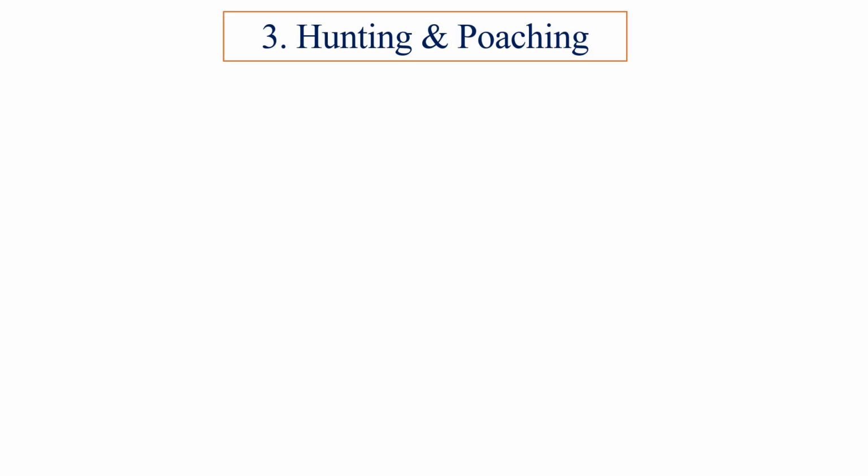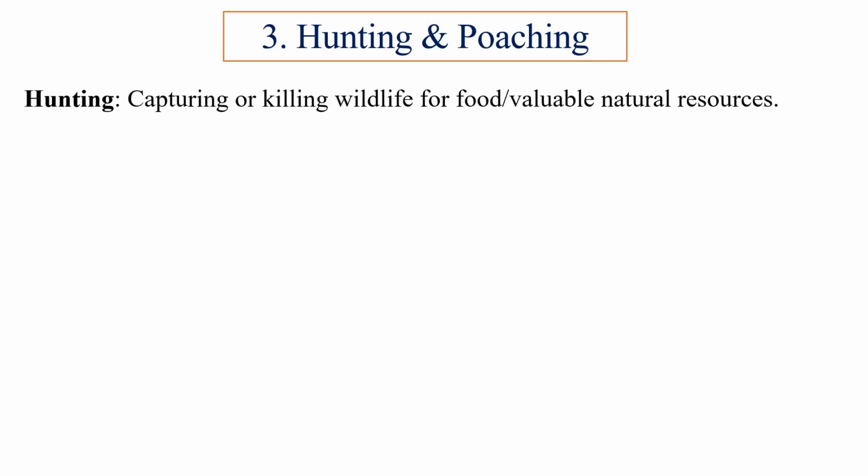Hunting and poaching lead to overexploitation of different varieties of life forms. Hunting is the human practice of capturing or killing wildlife species. The most common reasons to hunt are to harvest food and valuable animal products like tusks, fur, horn, bones, etc.